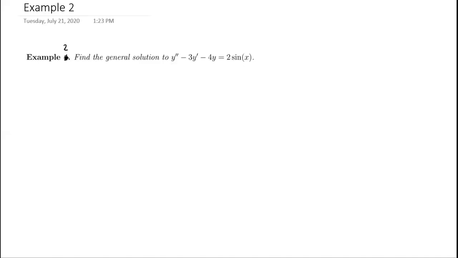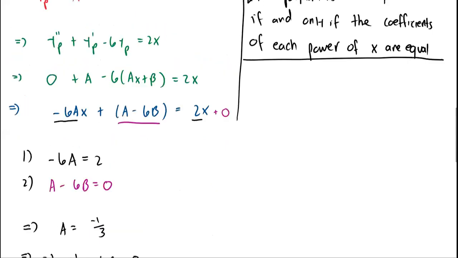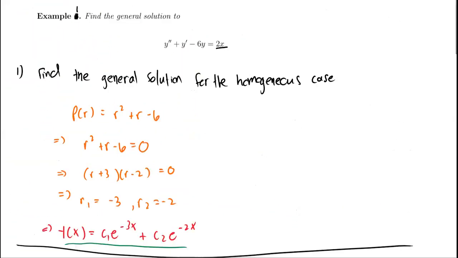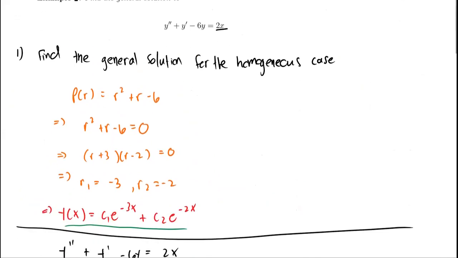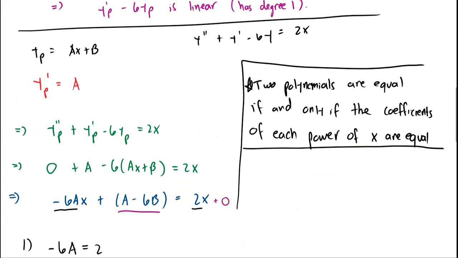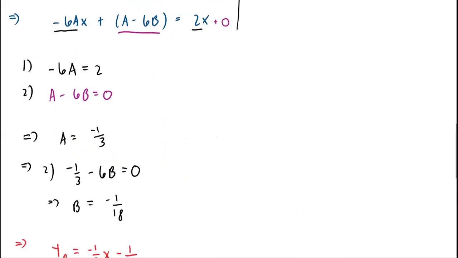Hello, class. So in this video, we'll continue on section 3.5. In the previous video, we saw an example. We saw how we could find the general solution to this particular non-homogeneous second-order linear ODE with constant coefficients. And so I'm not going to go through it again because we went through it in detail.